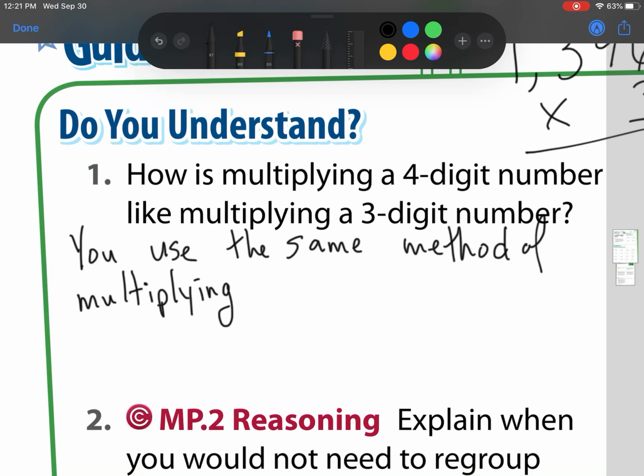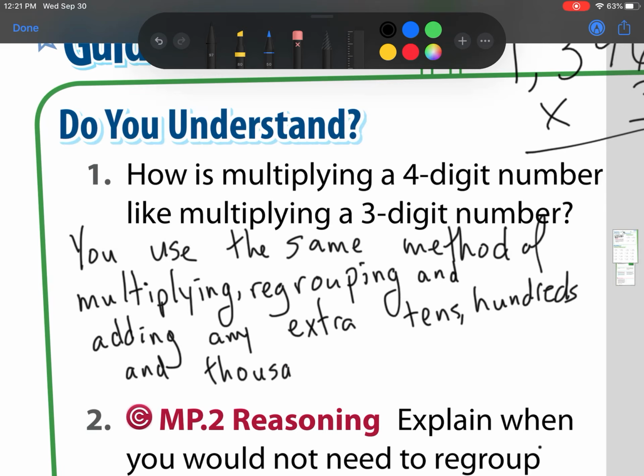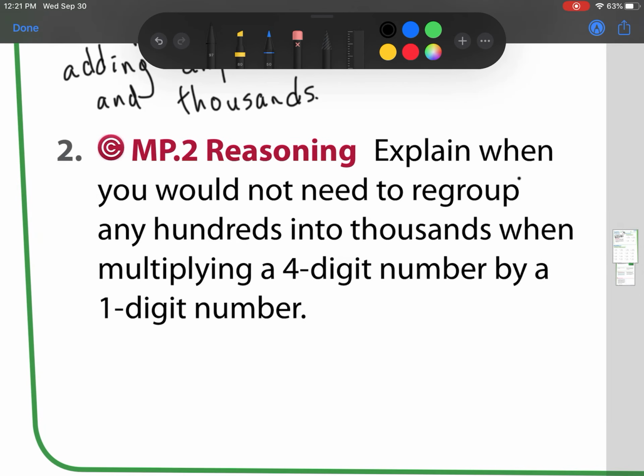And what does that mean? We also use the same method of regrouping and adding any extra tens, hundreds, and in this case, thousands. So this is why we want to know our multiplication facts well, because it's going to make this process much easier.